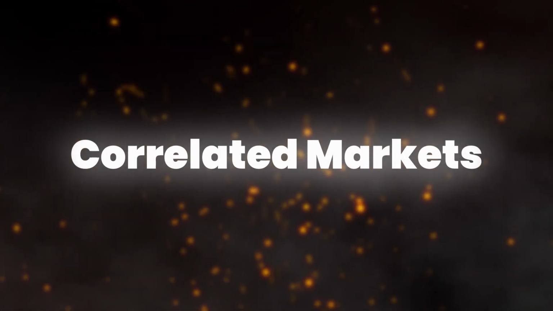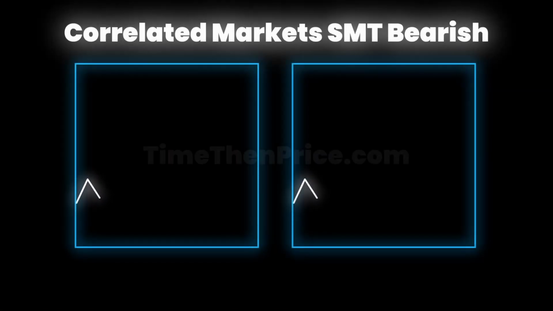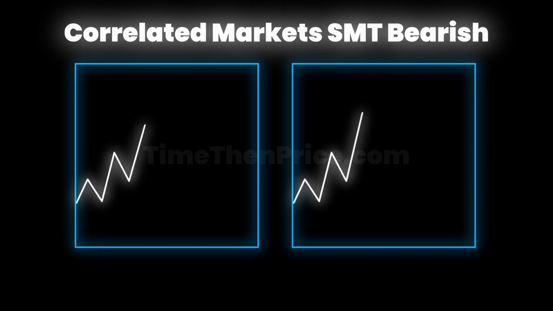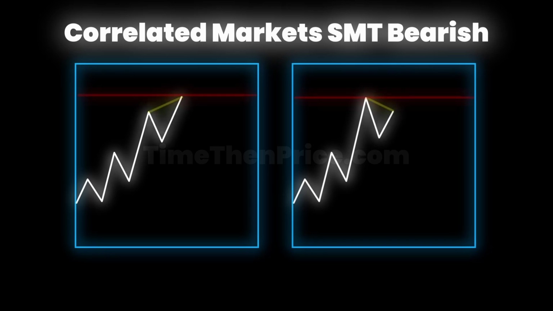Let us now take a look at the opposing scenario, in which we can see two markets again, two correlated markets, and they are moving higher in tandem. They are both making higher highs and higher lows. Eventually the markets reach a red line. This red line represents our key price level, our point of interest.